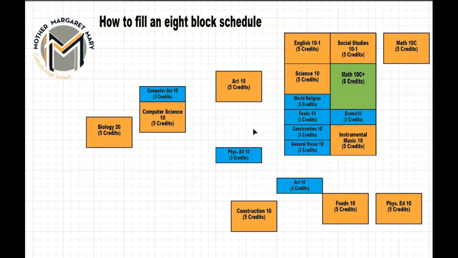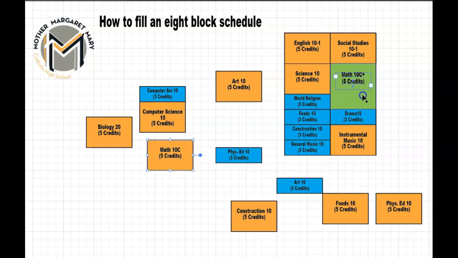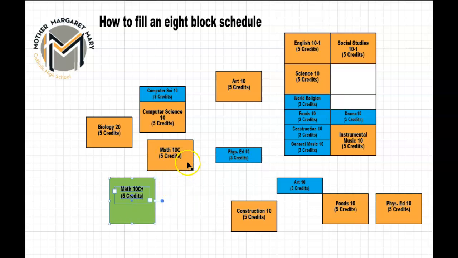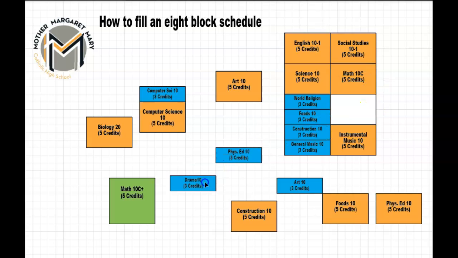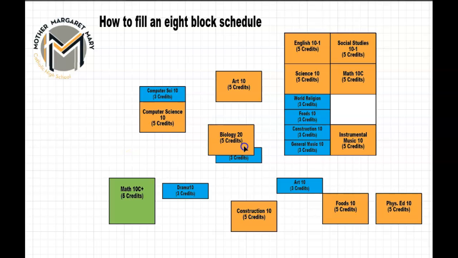music. So the easiest thing to do is put paper to pen and draw yourself an 8-block grid, and then just fill in. But remember that a 3-credit class takes up half of a block, and a 5-credit class takes up a full block. So you can play around with the combinations. If we have a student that would like to take a 20 level science, they could potentially take a 20 level science by just making sure that there is a 5-credit slot for them to fit that in.